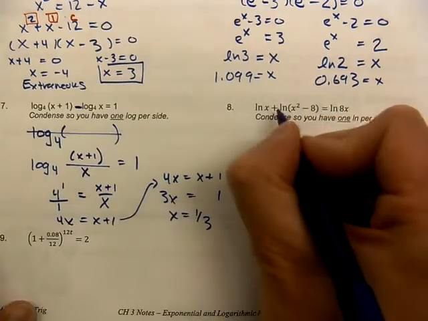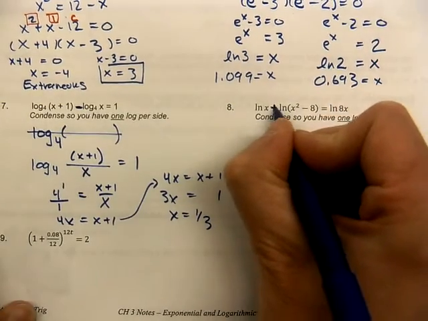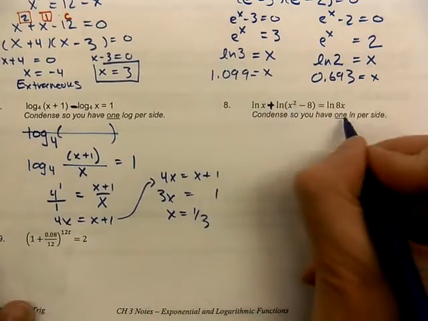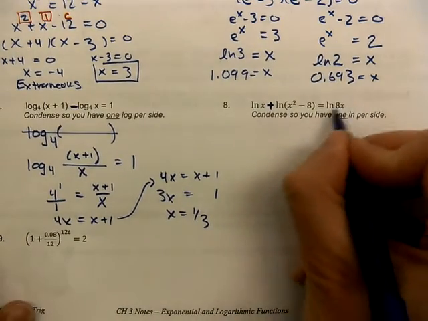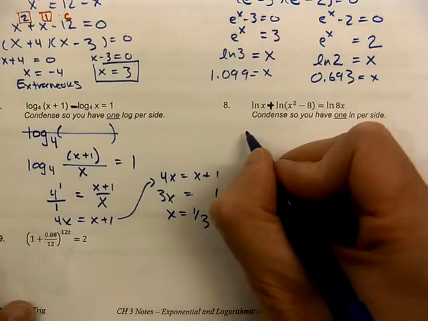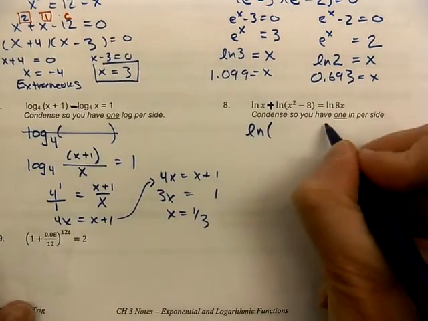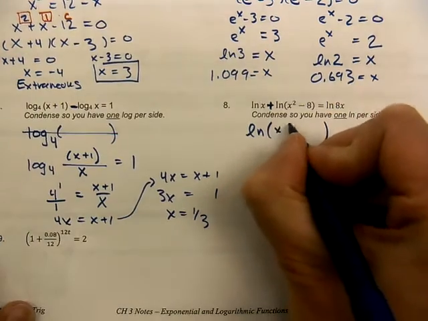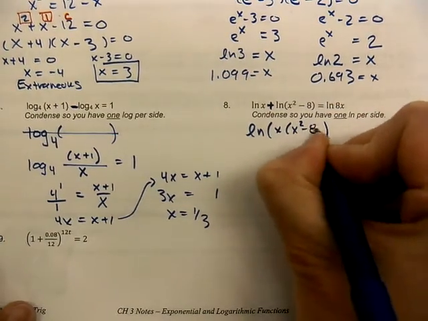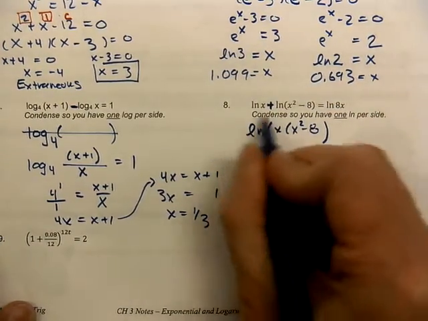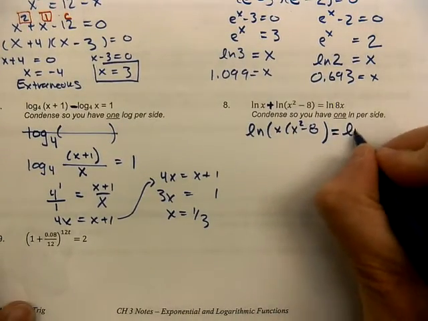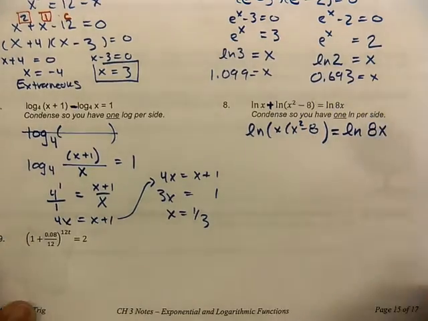Number 8. This is the one with the plus sign. We want to condense that down again, so we have a single logarithm per side. We already have one logarithm on the right, but we have 2 on the left, so let's condense that down. Natural log of, okay, there's my multiplication sign, because we're multiplying that x times the x squared minus 8. Right, there's my grouping symbols. We want to take the natural logarithm of all of that. That is equal to the natural logarithm of 8x.